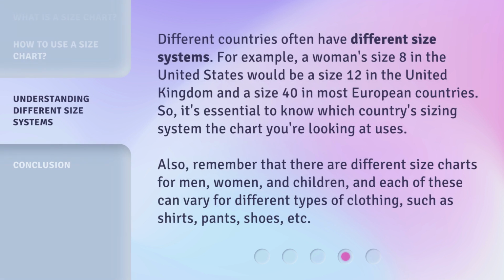Different countries often have different size systems. For example, a woman's size 8 in the United States would be a size 12 in the United Kingdom and a size 40 in most European countries. So, it's essential to know which country's sizing system the chart you're looking at uses. Also, remember that there are different size charts for men, women, and children, and each of these can vary for different types of clothing, such as shirts, pants, shoes, etc.